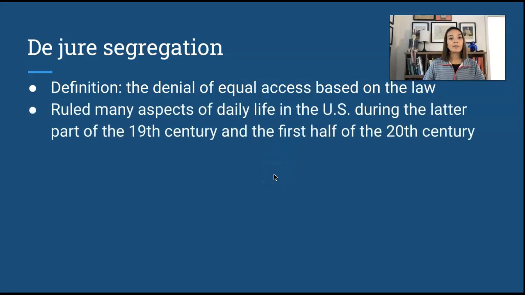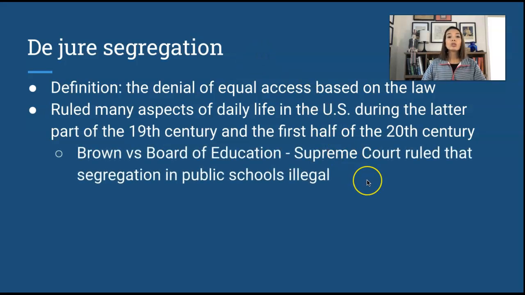De jure segregation ruled many aspects of daily life in the United States during the latter part of the 19th century and the first part of the 20th century. And the civil rights movement helped to break down the laws that fell under de jure segregation. The first one that broke down de jure segregation is Brown versus the Board of Education.